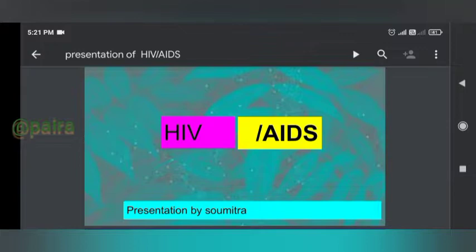HIV is the causative organism, and because of HIV, children are more prone to get affected with AIDS. AIDS stands for acquired immunodeficiency syndrome. The syndrome is acquired, or sometimes it could be innate, from birth also. Sometimes the child gets infected because of family history or maternal history of AIDS. That could be one of the causes for AIDS.